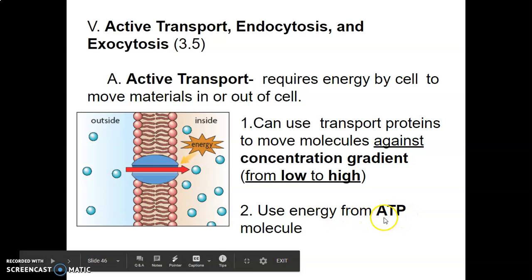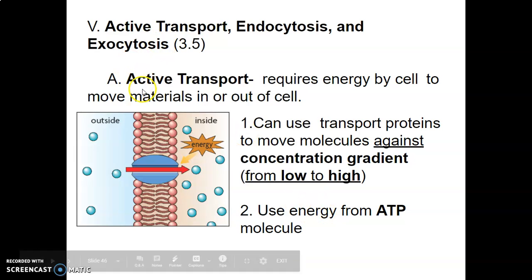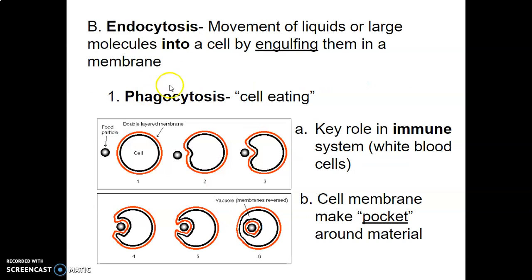This is adenosine triphosphate. We will learn tons more about adenosine triphosphate. Just know that's energy inside the cell. Active transport requires energy, just like being an active person requires energy. Several different types we can look at. Endocytosis is the movement of liquids or large molecules into the cell. It kind of sounds like it. Into. It moves them by engulfing them in the membrane.